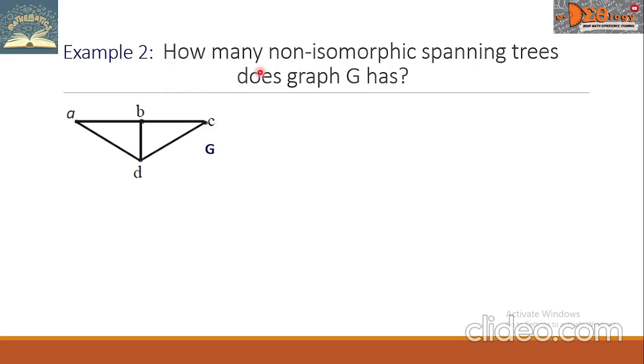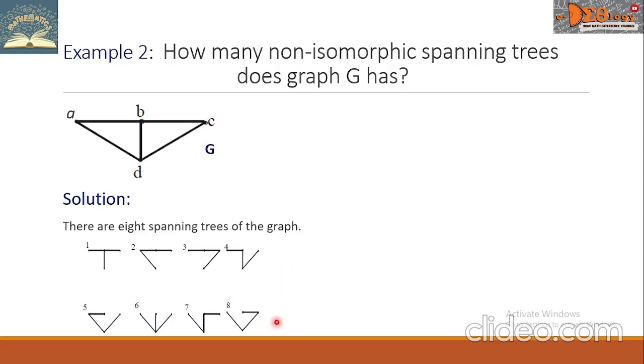Example 2. How many non-isomorphic spanning trees does graph G have? This graph G is the same graph from Example 1. From Example 1, we were able to solve that there are 8 spanning trees of the graph. And here are the spanning trees.